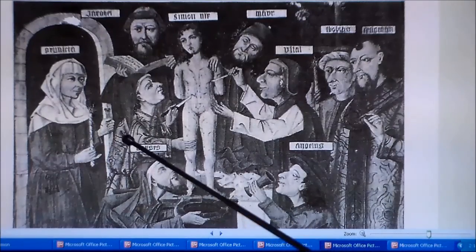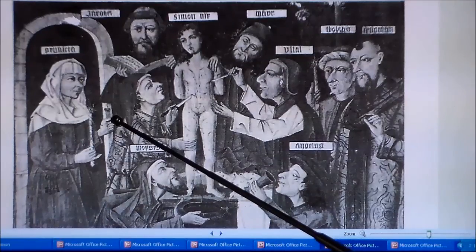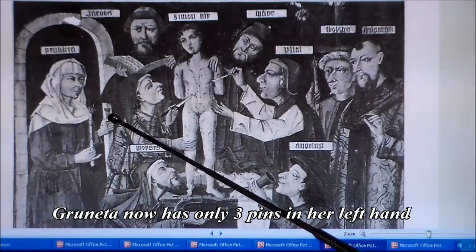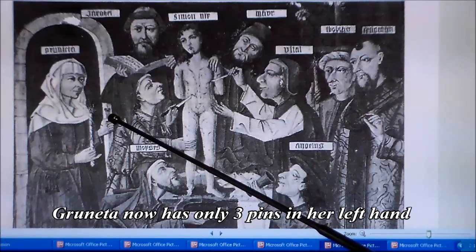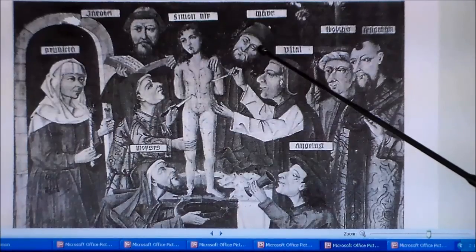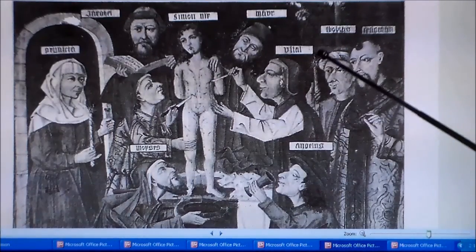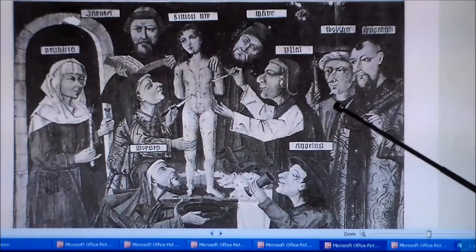Now, you'll notice over here Grunetta still has her candle going. But right here in her left hand, there are only 3 pins left. 3 pins. And over here, we have this man, or this one, I'm not sure who, also holding a candle up. And back in the 1400s, 1500s, all they had was candles for light. Lamps, candles.